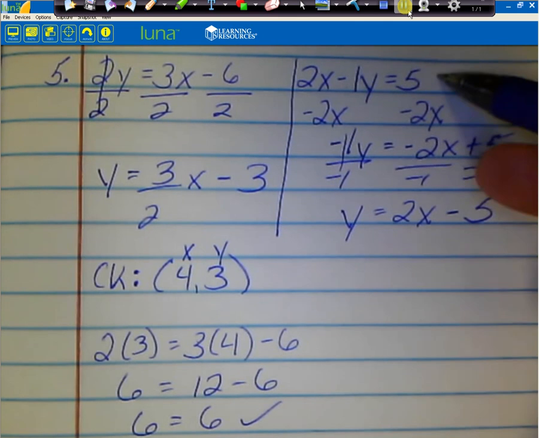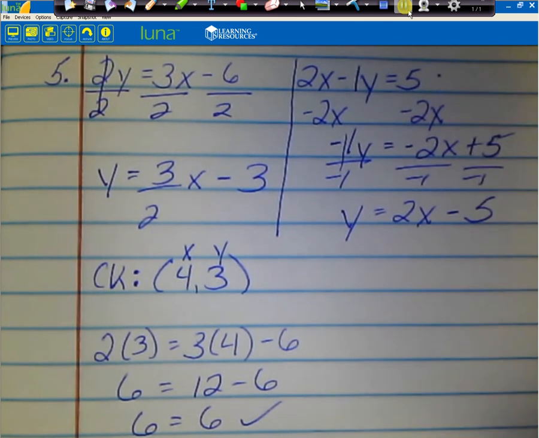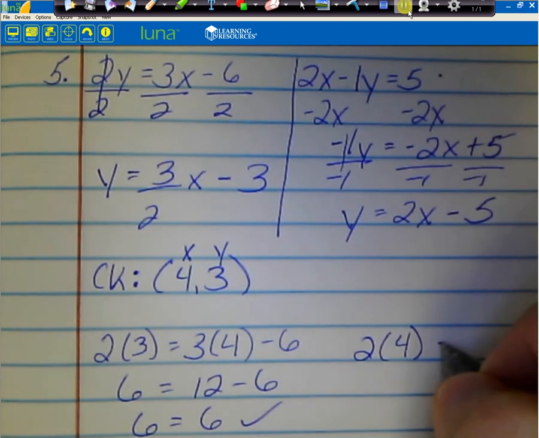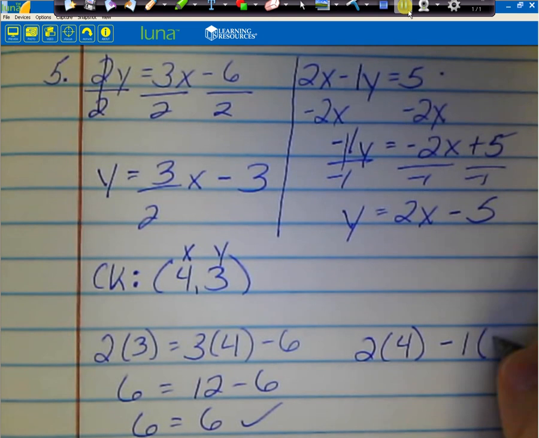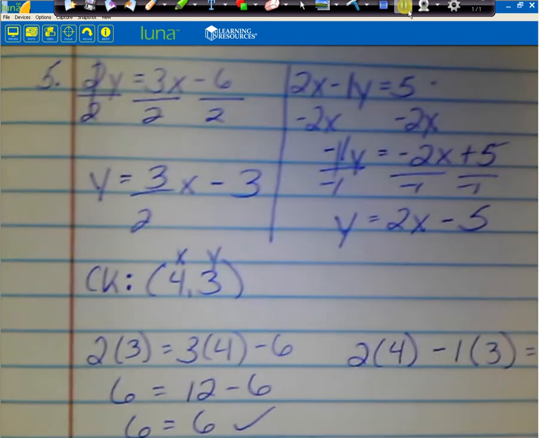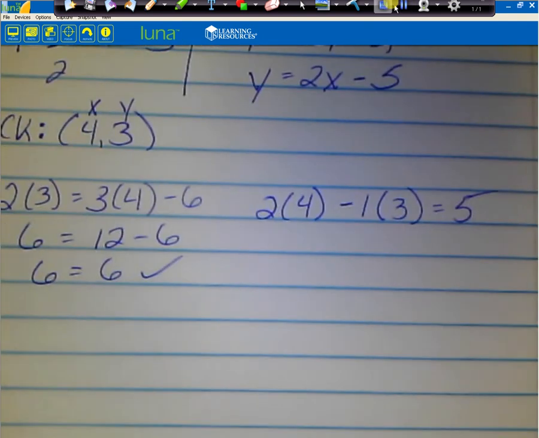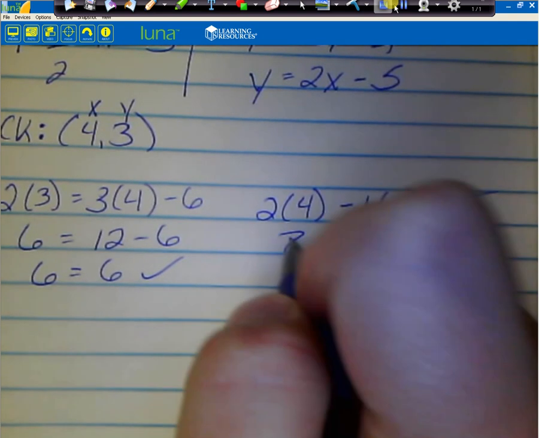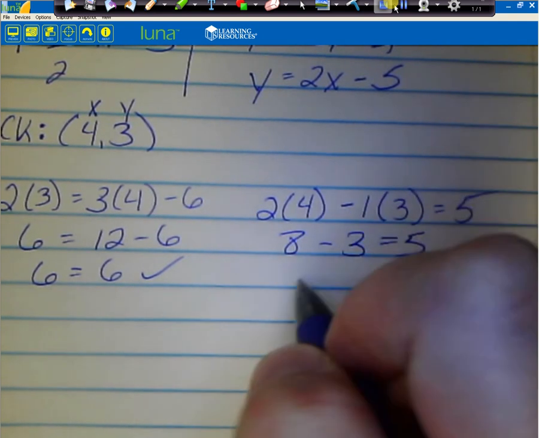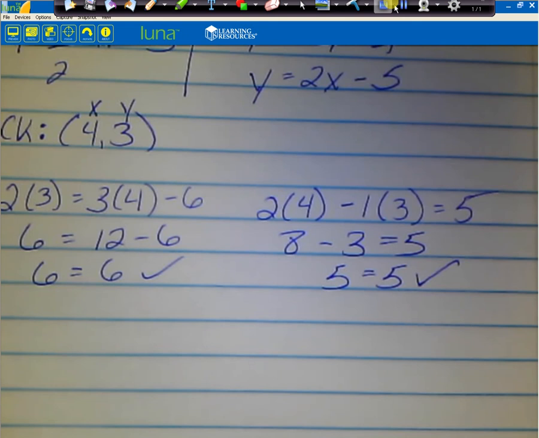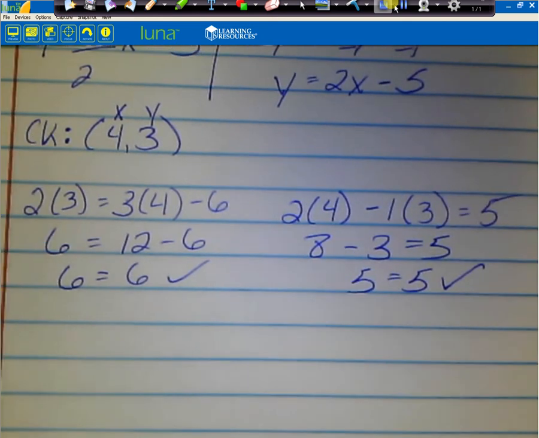Now we're going to go back to this one, and everywhere I see an x, I'm going to plug in a 4. Everywhere I see a y, I'm going to plug in a 3. So we're going to say 2 times 4 minus 1 times 3 equals 5. Whoops. I can't see that. Hold on just a second. There we go. Alright, so now we're going to say that's 8 minus 3. 8 minus 3 is 5, so 5 equals 5. And it works for that one as well. So again, it has to be a point that works for both or checks in both. And it does, so we do have the correct point. Please make sure that you have that entire check written down before you move on.